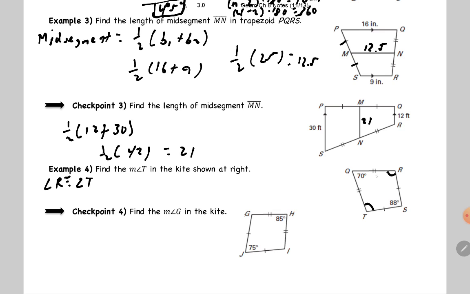So once again, because angle Q is not congruent to angle S, that means angle R and angle T have to be. Because for it to be a kite, one pair of opposite angles must be congruent. So since we know that, I'm going to call angle R and angle T x. x plus x plus 70 plus 88 is equal to 360 degrees. So I'll have 2x plus 158 equals 360.